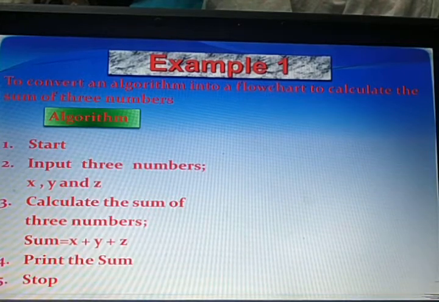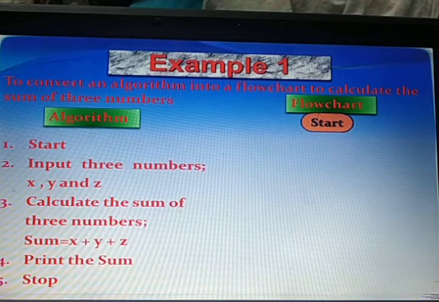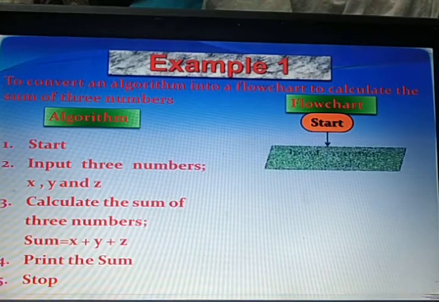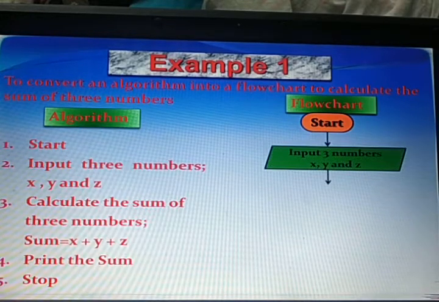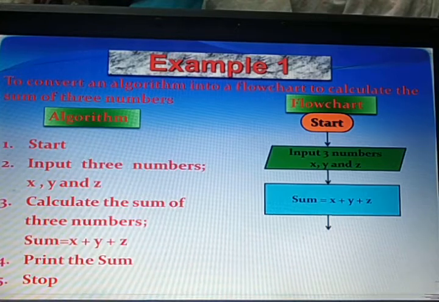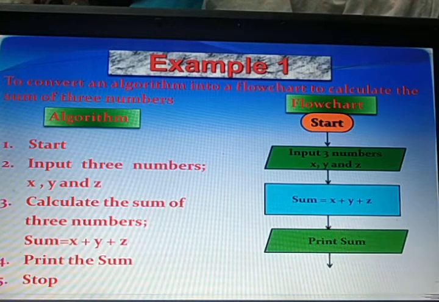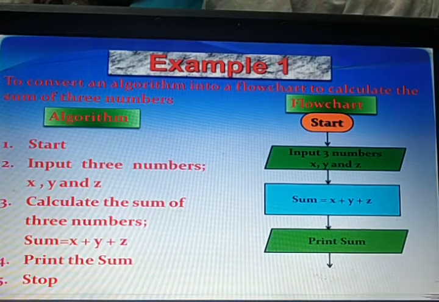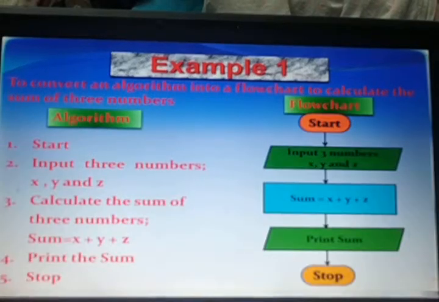Then stop. The flowchart of this algorithm is: first start. Here we use an oval shape to start the flowchart. Then take input in a parallelogram box. Input three numbers in x, y and z. Then in a process box, sum equal to x plus y plus z. It means the addition of x, y and z is stored in the sum variable. Then print the value of sum. And at last stop.